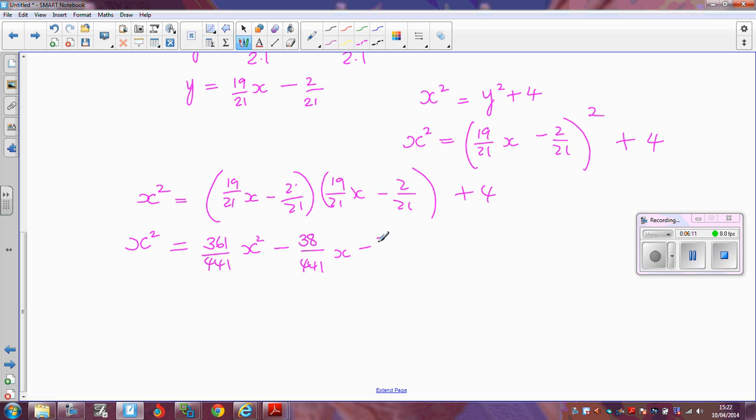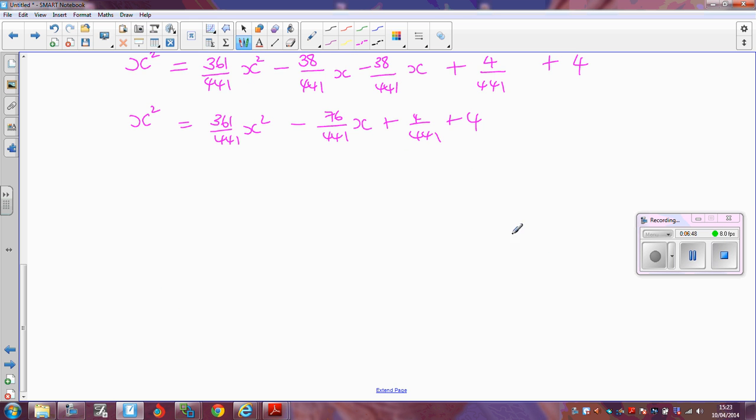Do it again. So I've got minus 38 over 441x. And then I'm going to multiply this one by this one, which is plus 4 over 441. And I've still got the plus 4. And if I just simplify, I'm going to collect these middle two terms together. So x squared is equal to 361 over 441 x squared minus 76 over 441 x plus 4 over 441 plus 4. Okay, now it's all a bit of a mess, so I'm going to multiply everything by 441 just to tidy it all up a bit.